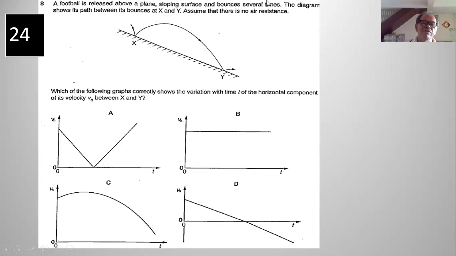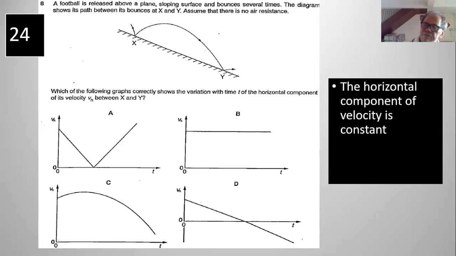Assuming there's no air resistance, which of the following graphs correctly shows the variation with time of the horizontal component of velocity between X and Y? Remember, horizontal velocity is always constant. You need to apply your knowledge. There's a velocity initially, so the horizontal component is always constant.